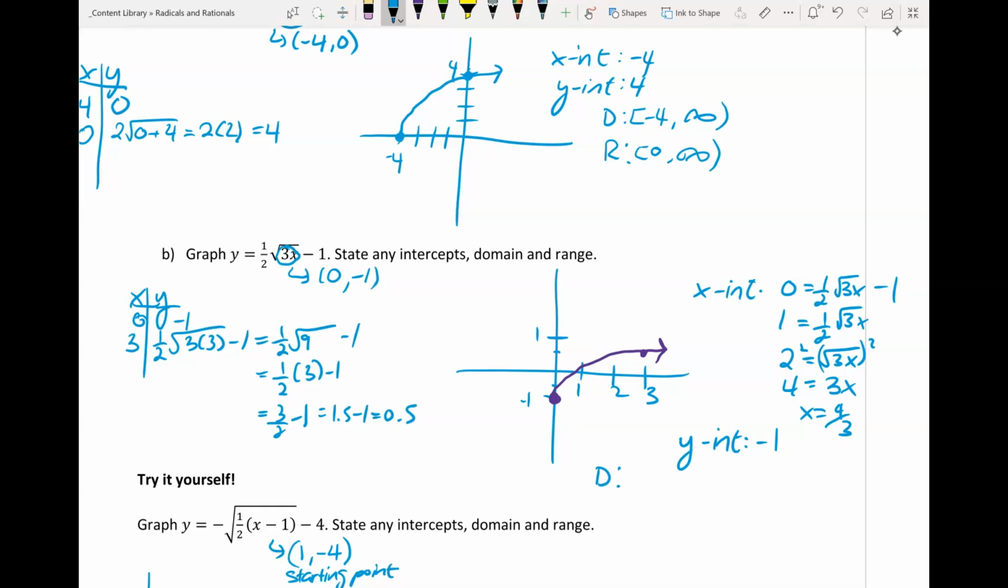Then we want to find our domain from left to right. Our most left point is at 0, and it goes on to infinity. For a range, our lowest y point is negative 1, and it goes on to infinity.